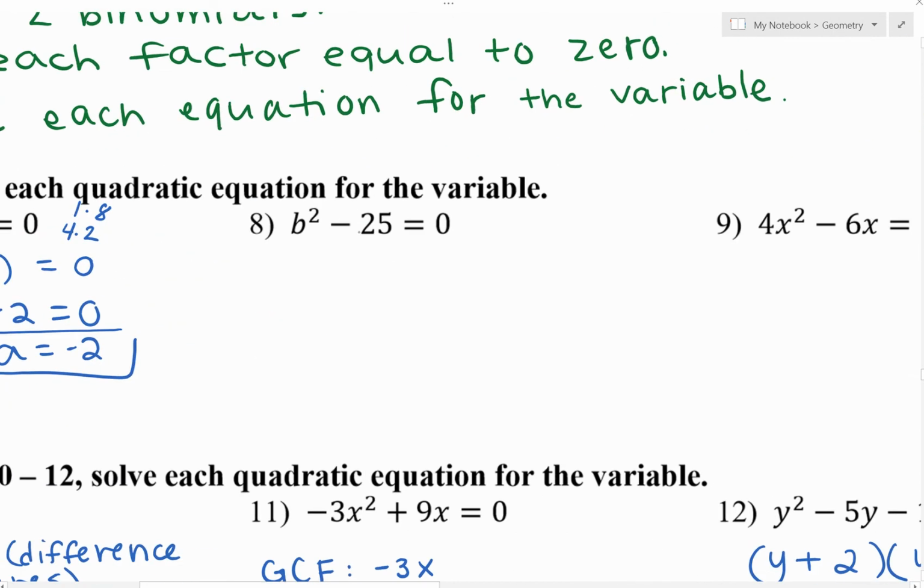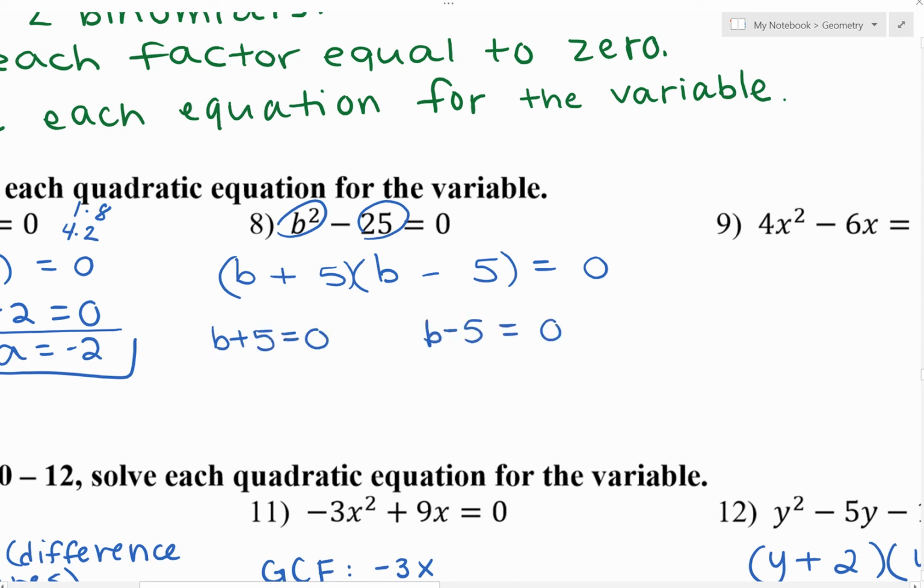Number 8, so again, there's no GCF. There's only 2 terms this time, but notice that both of these terms are perfect squares. So that means we're going to be able to break it apart into 2 binomials. B times B gets you the B squared, and then 5 times 5 gives you 25. Now we need them to be opposite signs so that the middle term is canceled out. Now set them both equal to 0. Subtract 5. Over here, add 5.